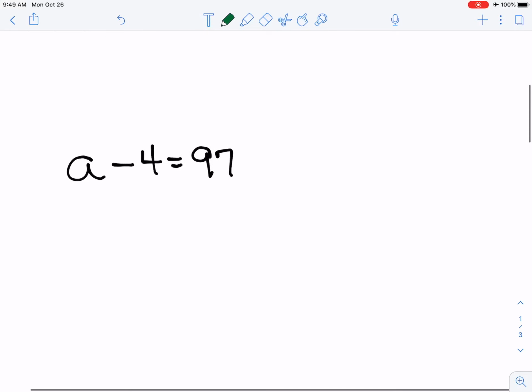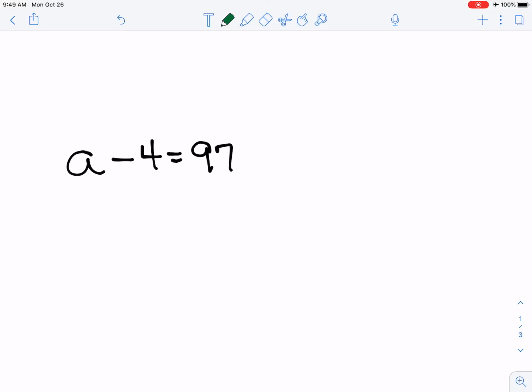In this problem here, we have a minus 4 equals 97. And again, the object is to get this variable by itself. Right now, I have minus 4 attached to that a, so I have to get rid of that. I have to move that to the other side. So I'm going to do a plus 4.